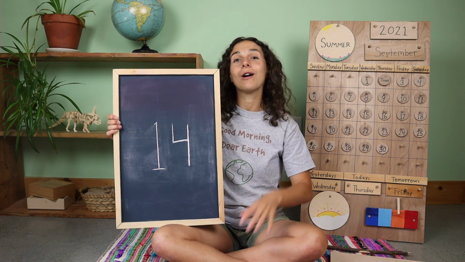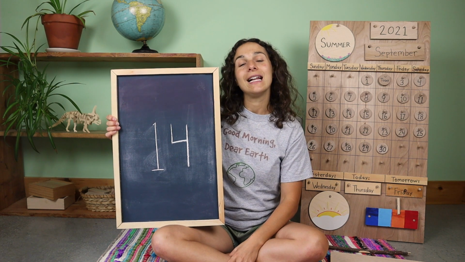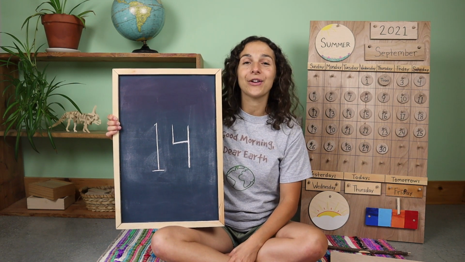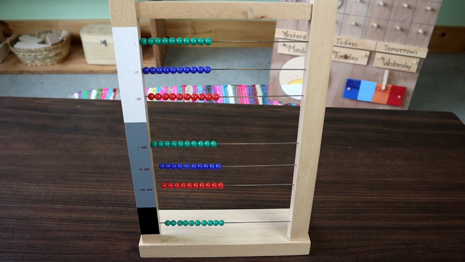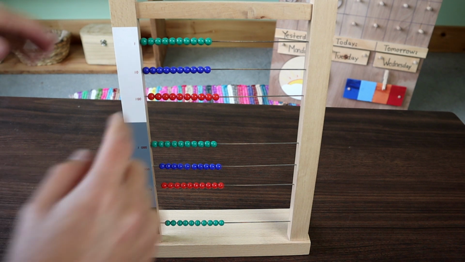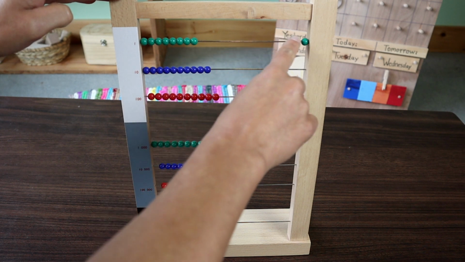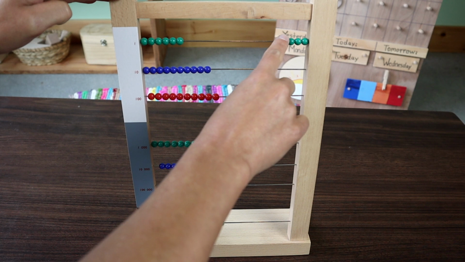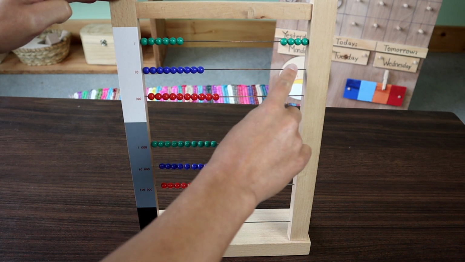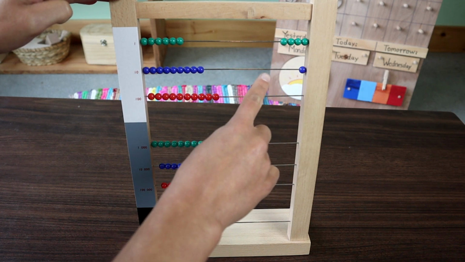1, 4. 14. Now let's count to the number 14 together using the large bead frame. This week we're going to count to the number 14 using the large bead frame. In order to get to 14, we need 4 units. 1, 2, 3, 4, and 10. 14. There's more to count today, and it's inside of the number box.